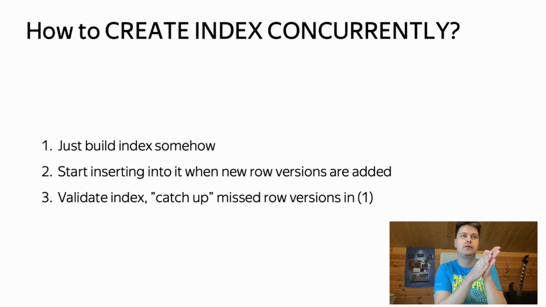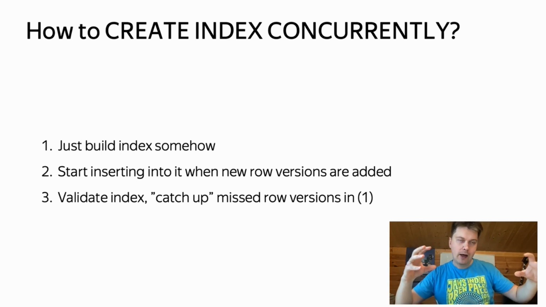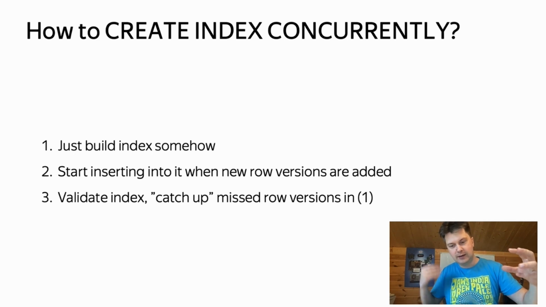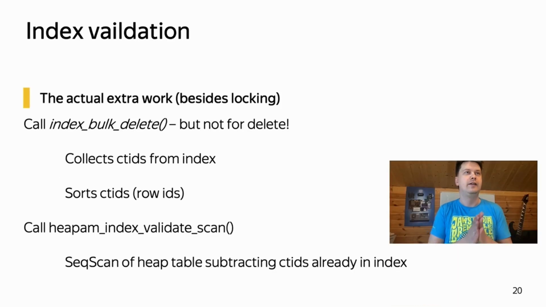We need to take a lower level of lock, just excluding vacuum. We need to build the index somehow, and then start to insert new data from new transactions and validate, catching up rows that are missing in our index. And validation is an interesting part of index creation.